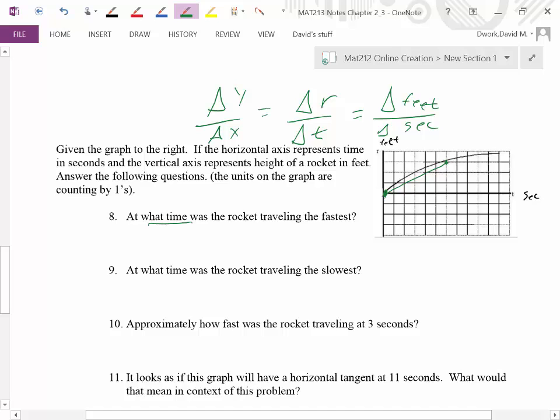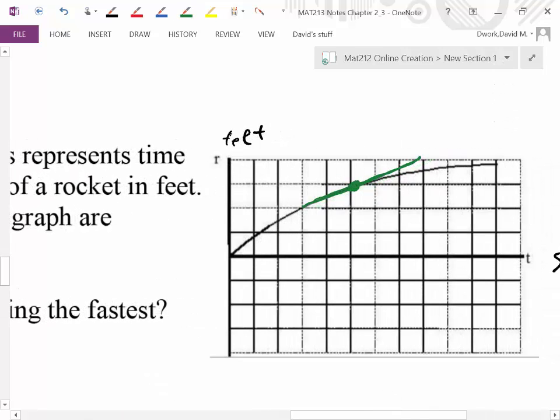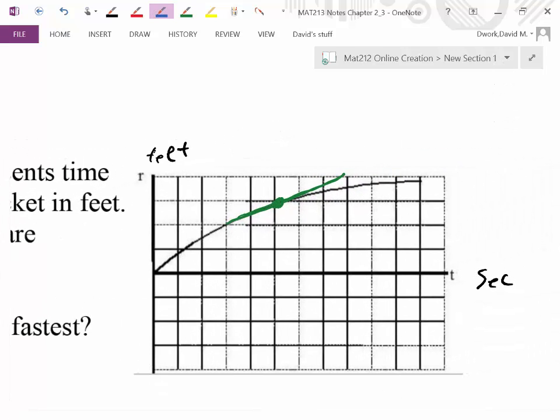We want the exact time. At what time is it going the fastest? So what we need to look for is, where does this graph have the steepest slope? If we were to draw a tangent line at any point, we'd have a slope. Let me zoom in, make it even more obvious on your screen. A slope there, if I test this point, something like that. So clearly the green line is steeper than the blue line.